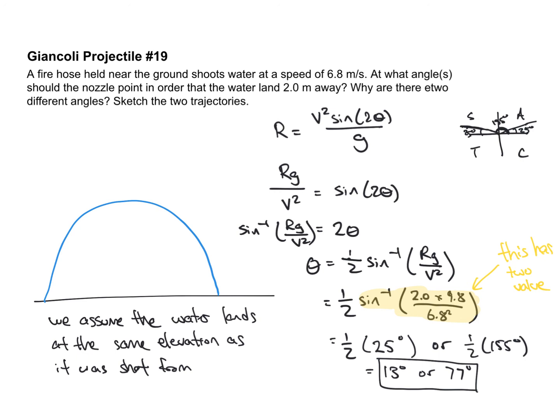So the diagram there, the way I drew it, that could be one trajectory of the water, maybe the 77 degree trajectory. But if we were to fire the water at 13 degrees at the same speed, it should hit the ground at the same spot.